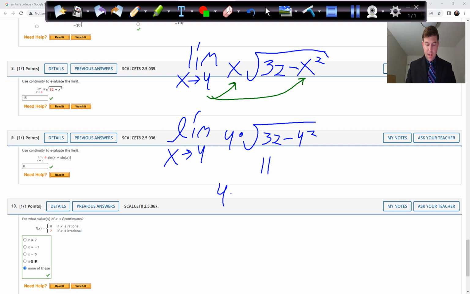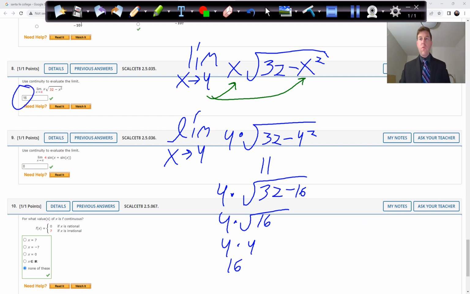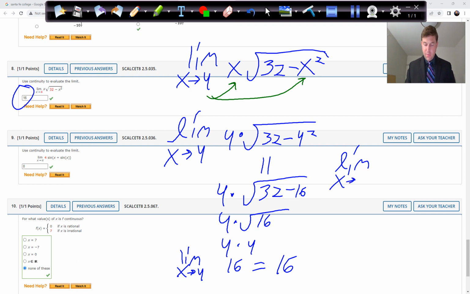So this is 4 times the square root of 32 minus 16, which is 4 times the square root of 16, which is 4 times 4, which is 16. So that whole thing will reduce to just the number 16. I mean, technically I should have written limit the whole way. So limit as x approaches 4 of 16, that whole thing equals 16. I think I showed this rule before. If you have the limit as x approaches a of a constant, it just equals that constant. So we're using that rule for that after we plug in the number.